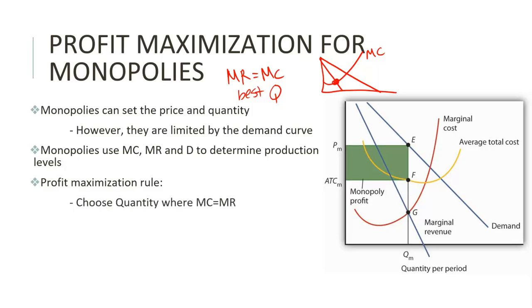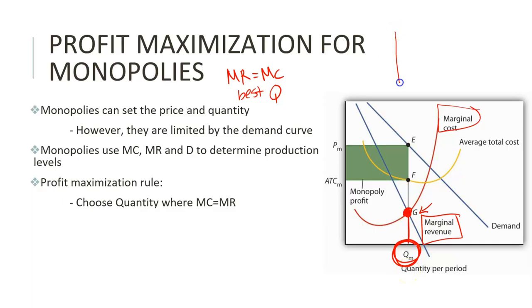So their profit maximization rule is they're going to start by choosing the quantity where marginal cost equals marginal revenue. So on this graph here, that's going to be at point G. So point G is where marginal cost curve intersects their marginal revenue curve. And what they're going to do is use this to pick the quantity. So we're going to go down to that quantity axis and see what it is.